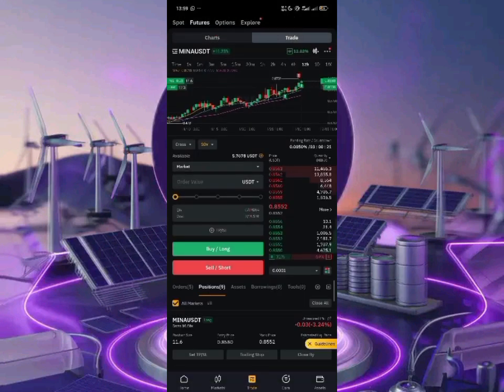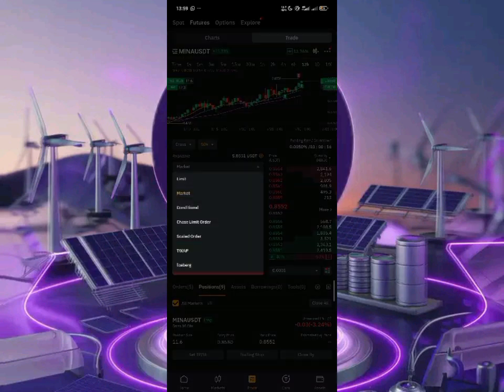Now I've not made any changes, that's why the red thing came up. Now if you come down, you see limits, you see markets. Leave all these conditional ones, it's not for us.